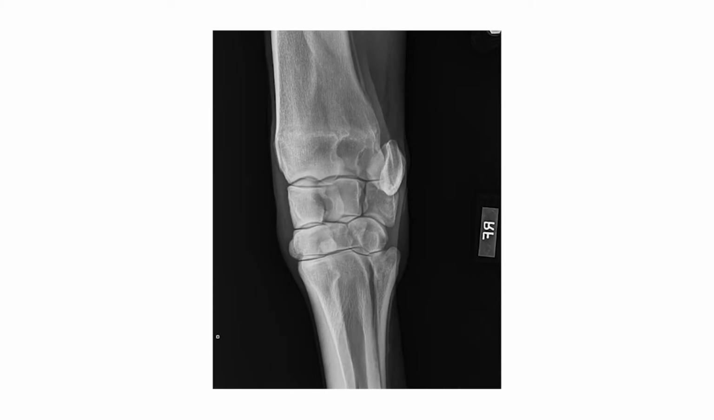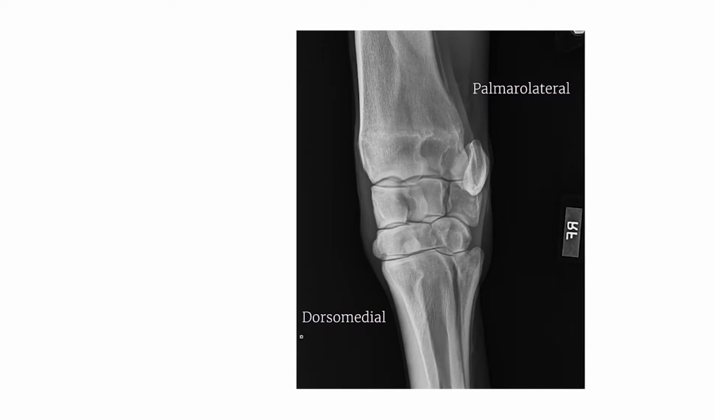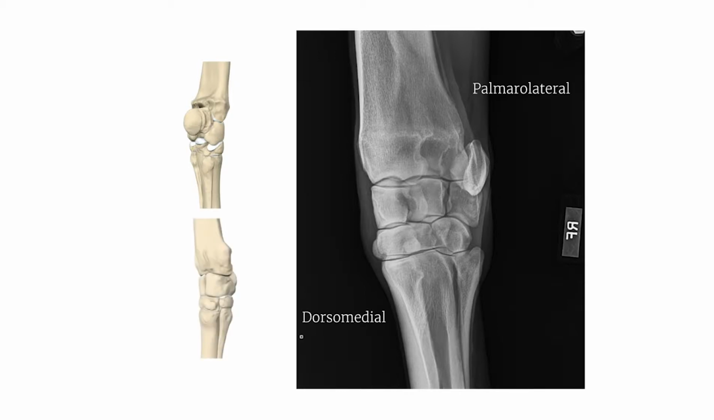If we look at the radiograph we obtain with this view, and remember our rule that the surfaces in profile are going to be opposite the name of the view, we see the dorsomedial and the palmarolateral surfaces in profile. When we go back to our bony anatomy and we ask ourselves what bones sit on the palmarolateral surface and what bones sit on the dorsomedial surface, we can start to interpret this view.